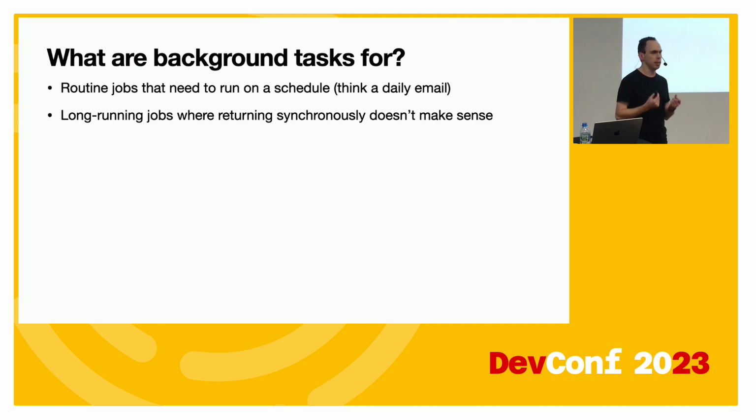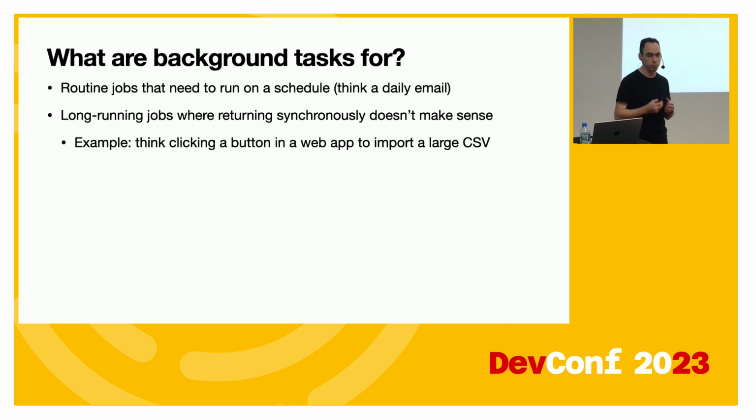Long-running jobs, specifically where returning synchronously doesn't make sense. Think if you were clicking a button in a web app and importing a million rows from a CSV, you're probably not going to sit and wait for that web request to finish. You're not going to make the user wait if you're importing spreadsheets like that with any frequency. You're probably going to kick off some kind of thing in the background and say, hey, when we're done, we'll let you know, but we're just kicking this off and making this work right now.